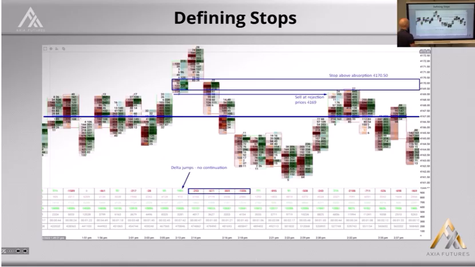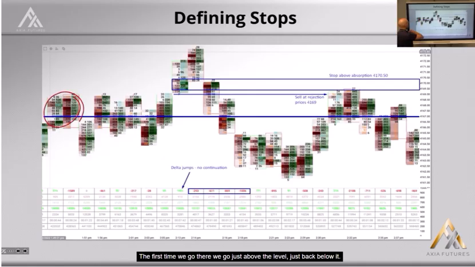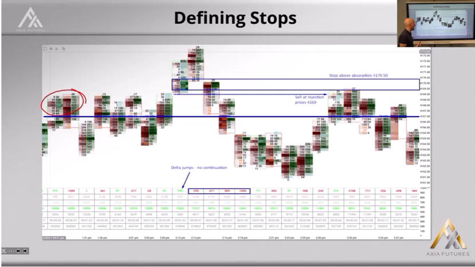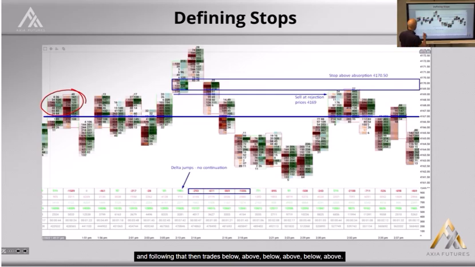That's the blue line here. The first time we go there, we go just above the level, just back below it. But note here, there's a lack of rejection at these points. That's not a very clear indication that this move is over. And following that, then trades below, above, below, above, below, above. So market is basically crowding this area. This then gives opportunity for the next leg up.